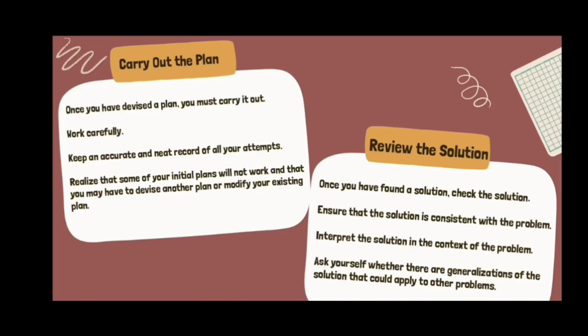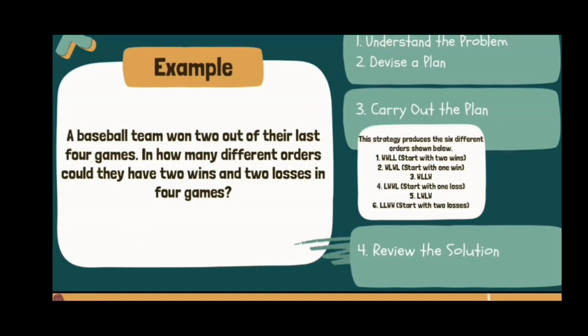Okay, for example, a baseball team won 2 out of their last 4 games. In how many different orders could they have 2 wins and 2 losses in 4 games? Okay, so we are going to use the Polya strategy. First is understand the problem. The team played 4 games and won exactly 2. The order of wins and losses matters, meaning different sequences must be considered. Possible sequences include winning 2 games first, then losing the next 2, or losing 2 games first, then winning the next 2, alternating between wins and losses.